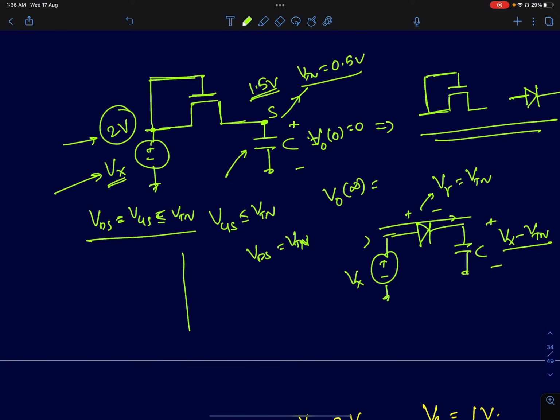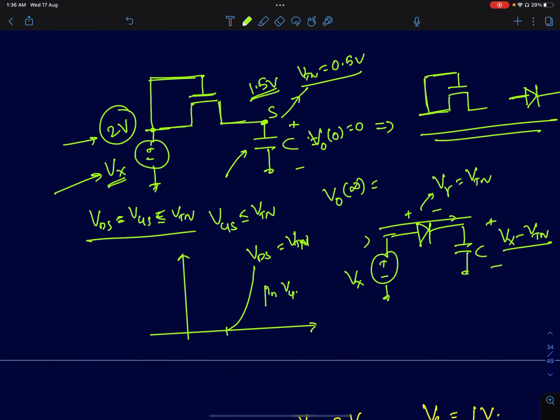Since VDS will always be greater than VGS minus VT, this device will always be in saturation. In fact, here VDS and VGS are the same, so the ID versus VDS characteristic will be exactly the same as ID versus VGS. So it's a square law device.